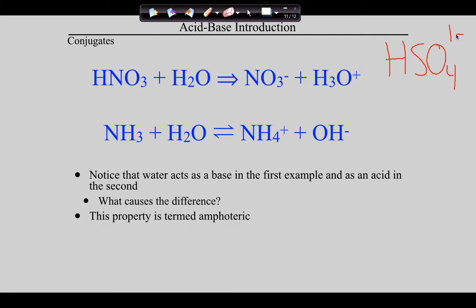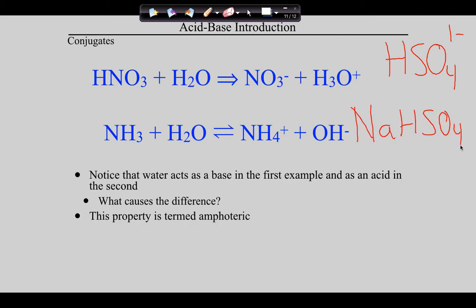So guys, HSO4- is actually another amphoteric substance. If you put this with a base, it will give away a hydrogen and turn into sulfate. If you put it with an acid, it will accept a hydrogen and become H2SO4. And the reason this is interesting to me is it's actually the salt. It's sodium bisulfate.